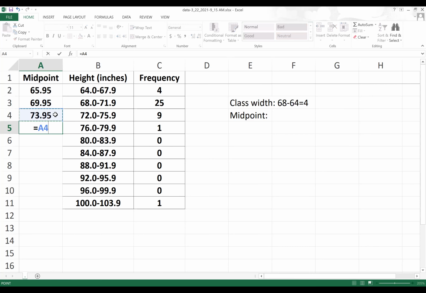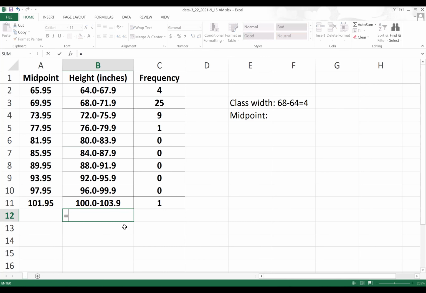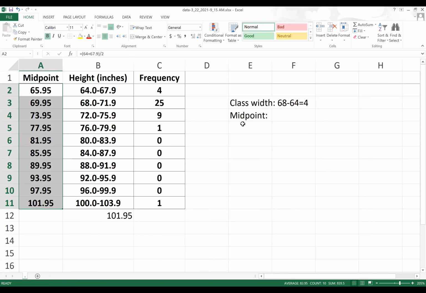And again, using this, adding 4, you get the next one, right? And if you want to follow this formula to get the rest of them, you can do that. It will automatically generate the rest of the class midpoints. And you can double check the last one, right? Make sure it does follow the right formula. So just double check the last one. Okay, all right, it turned out to be the same. That means you have the right calculation. So this is all the class midpoints.